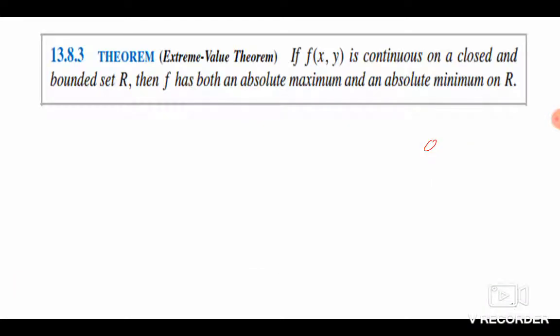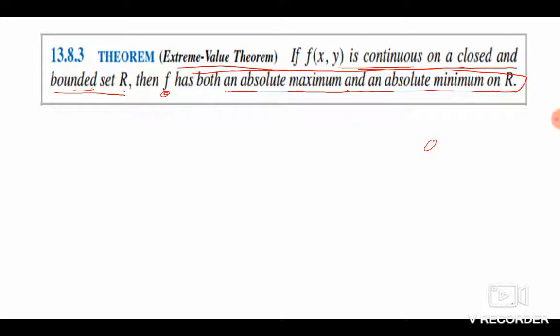Next, we go for the extreme value theorem. If a function f of x, y is continuous on a closed and bounded set R, it should be closed and bounded. Bounded, the dimension we have seen right now, and f should be continuous in this region R. Then f has an absolute maximum and absolute minimum in this region R.